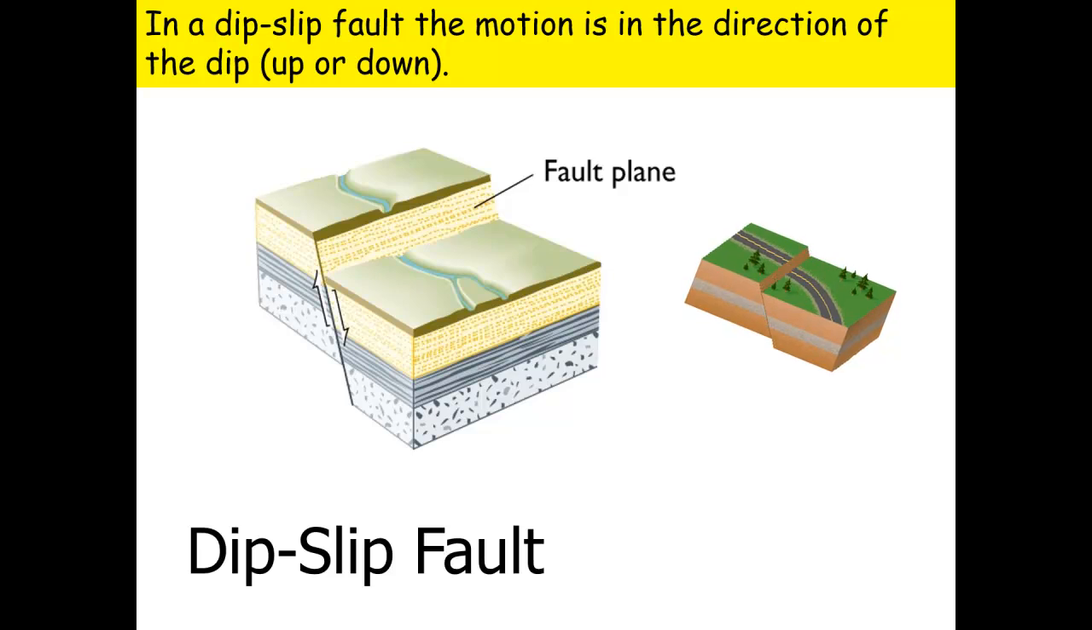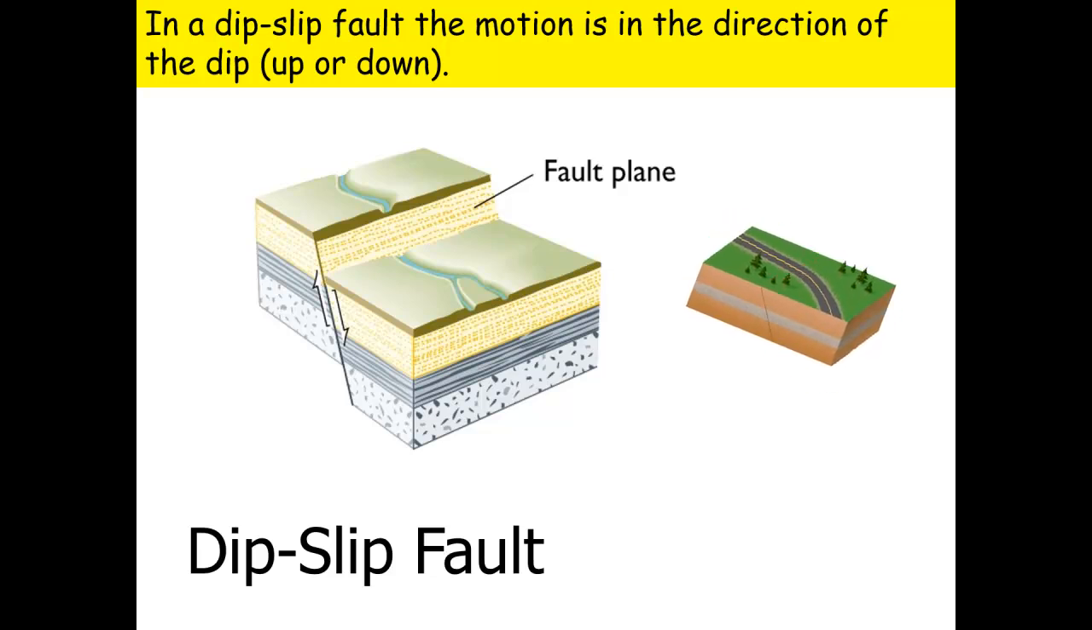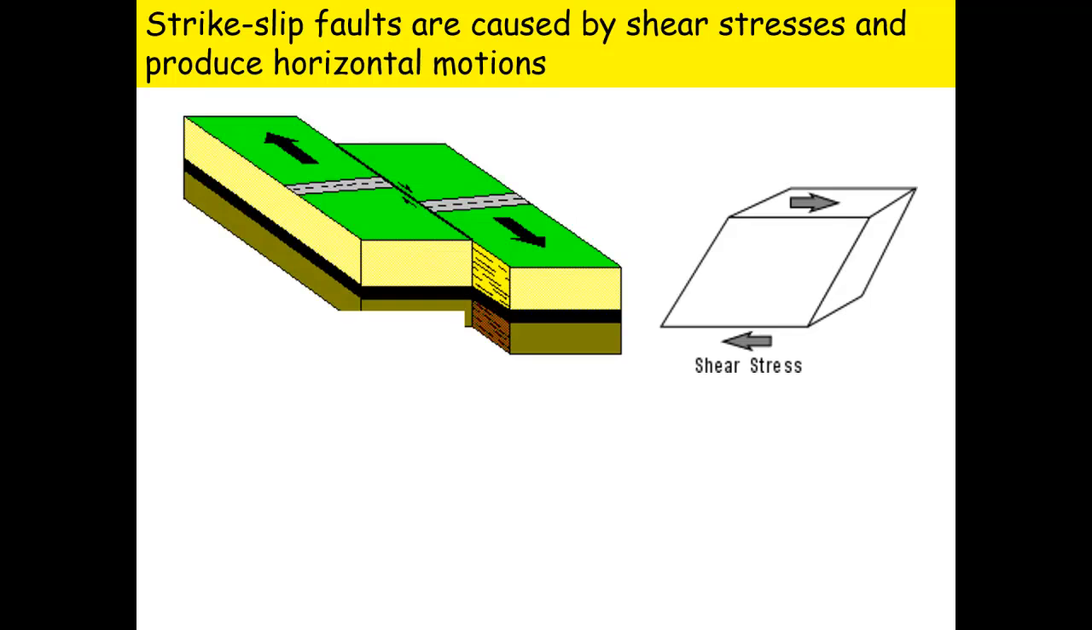In a dip slip fault, the motion is in the direction of the dip, and that means it's going to have some vertical component, right? It's either up or down the dip of the fault plane. So let's look in a little more detail at strike slip faults. Remember, these are faults in which the slip motion is parallel to the strike. The fault plane is nearly vertical.